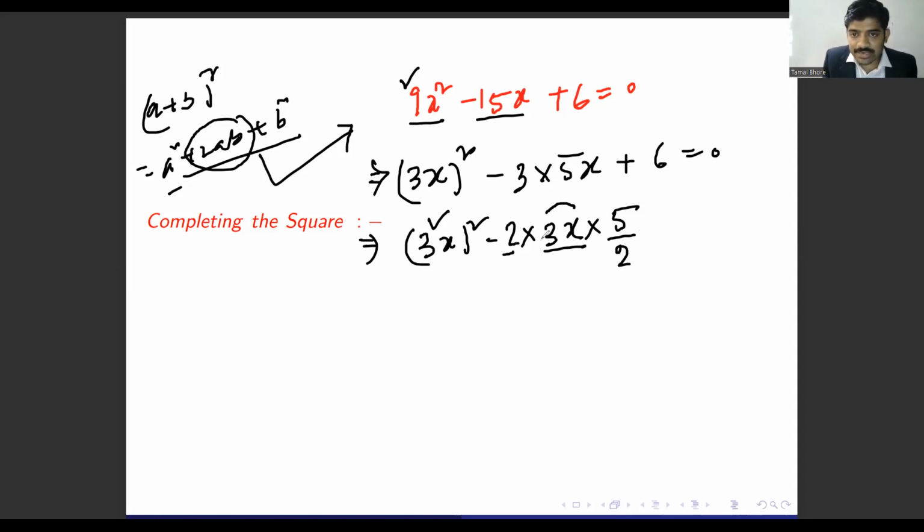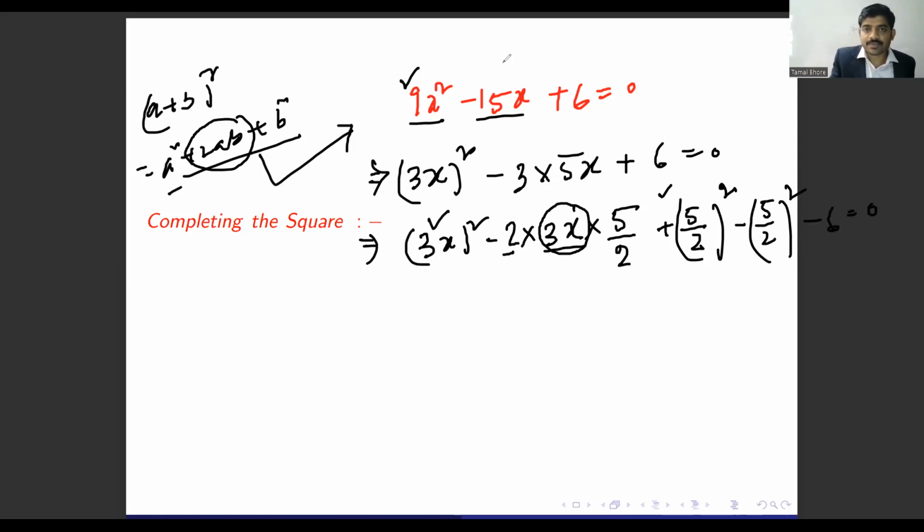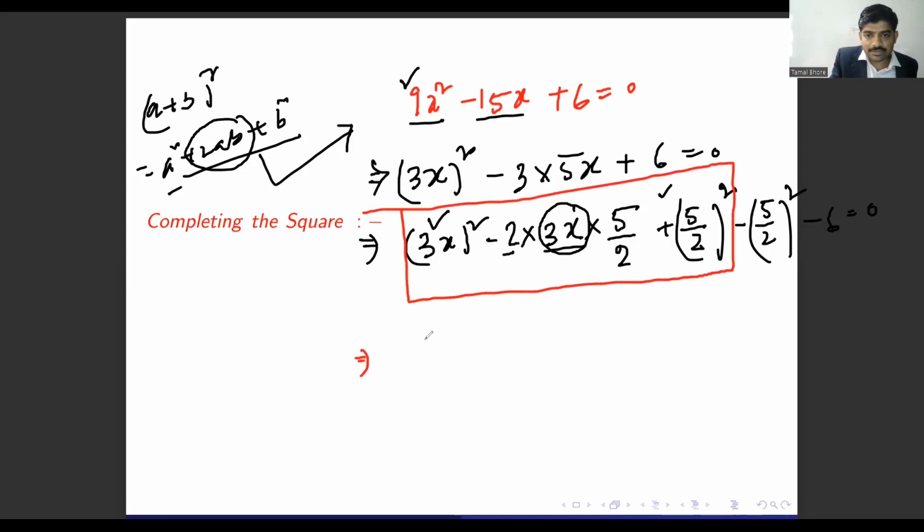Okay. Because that is the a value, now this 5 by 2 is the b value. Now 5 by 2 is not there, so I have to adjust it again by adding a 5 by 2 square here and subtracting it. And minus 6 is there. Okay. So now this is the (a + b) whole square formula. So let's apply it. You are getting 3x minus 5 by 2 whole square.